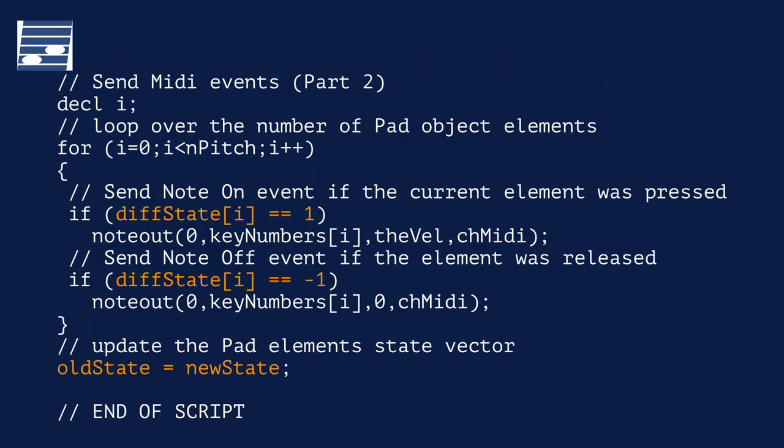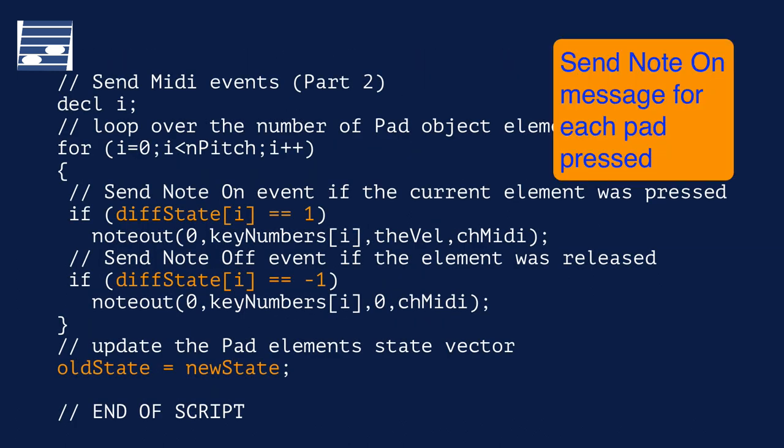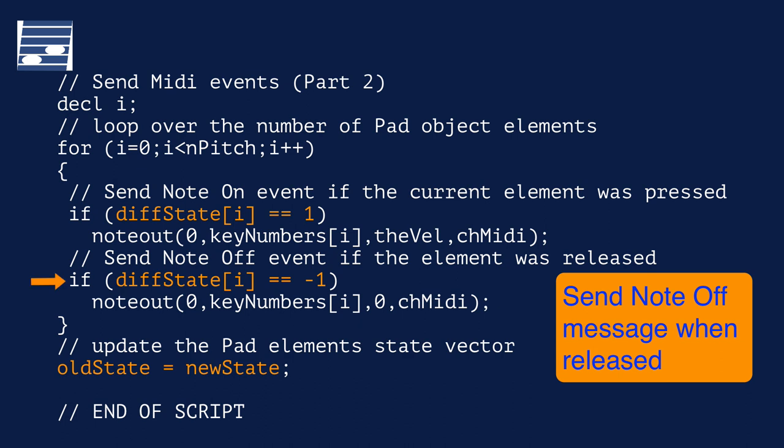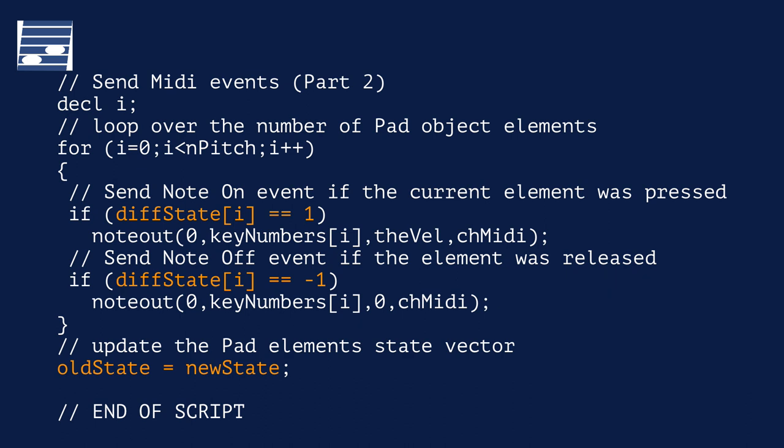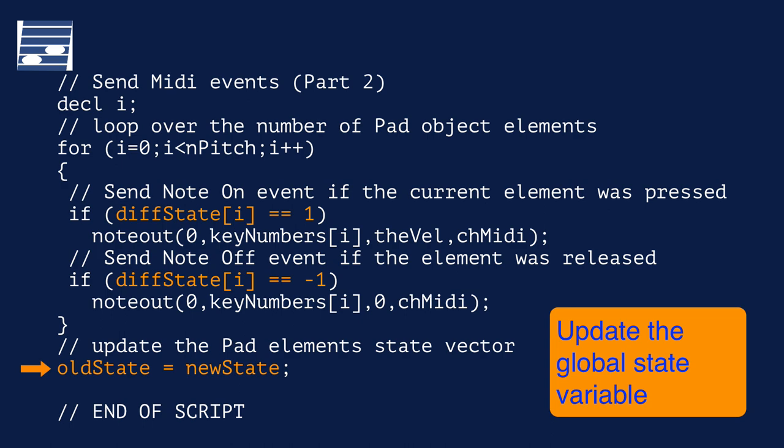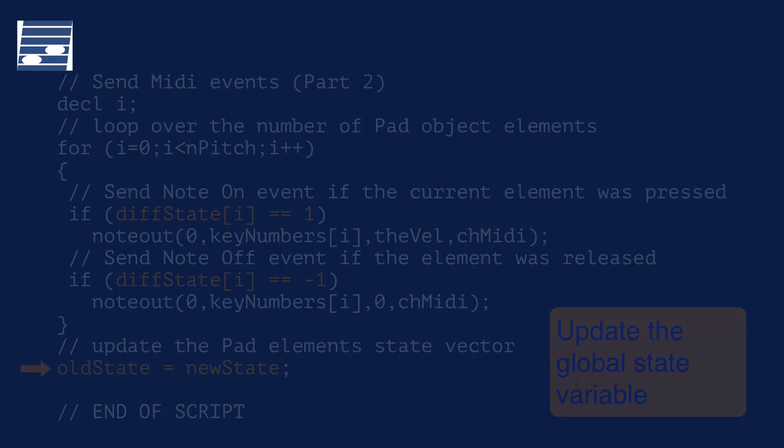There is a loop over all matrix elements. For each newly pressed element, we send a note on message. When the element has been released, there is the note off MIDI message. In this application, we do not send MIDI control change messages, as was required for the VSL articulation selector. At the end, we replace the external state variable with the current update.